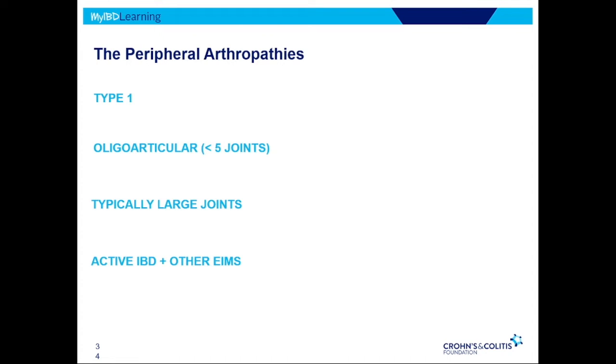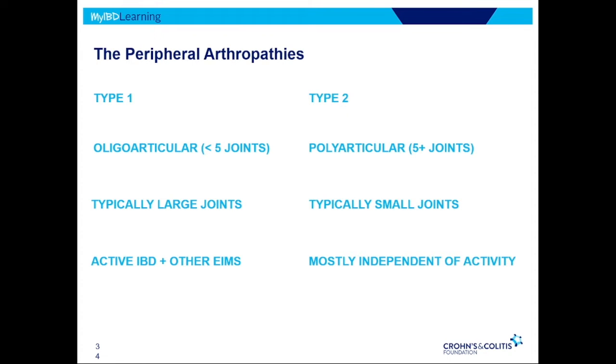Moving on to the peripheral arthropathies. This is a little bit technical, but I did want to break it down. There are two kinds described, a type 1 and a type 2. Type 1 is few joints, typically big joints, and they really correlate with active inflammatory bowel disease. Versus type 2, which is more joints, smaller joints.